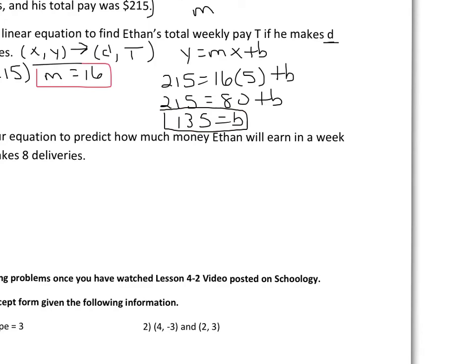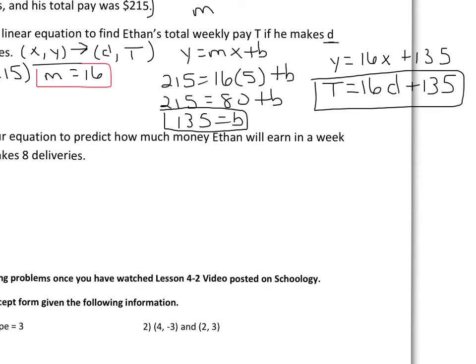Okay, so our final equation will look something like y equals 16x plus 135. Now this is not quite right because I still have to use my t and my d. Okay, so instead of y, let's say t equals 16, and instead of x, we say d plus 135. And that will be my final equation here for A.